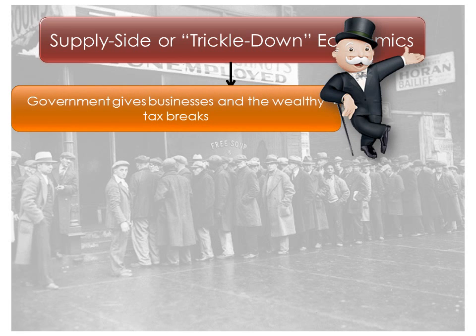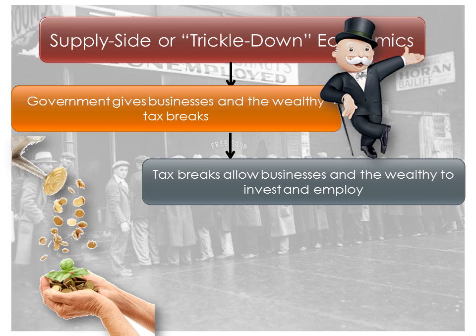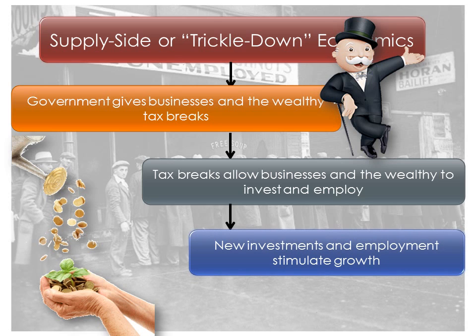The idea is for the government to relax the tax burden on the wealthiest income earners and on businesses. And what this is supposed to do is allow businesses and the wealthy to give less of their money to the government and to put more of it into the private sector. So this will encourage the wealthy to invest and big businesses to employ. And in doing so, new investments and new employment are supposed to stimulate growth. So it literally starts at the top and it's supposed to trickle down.